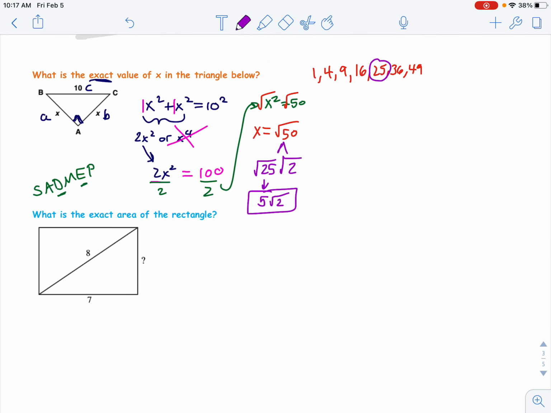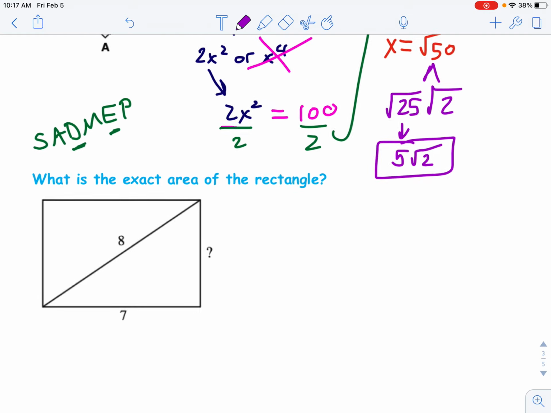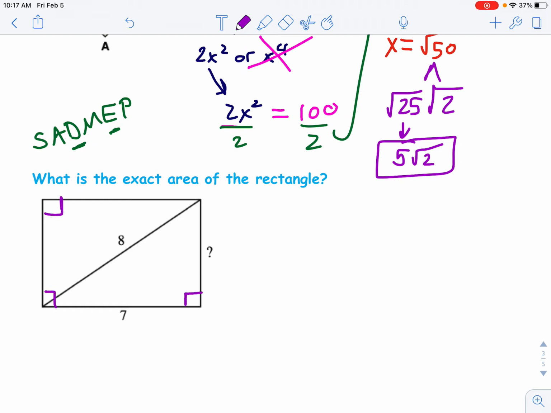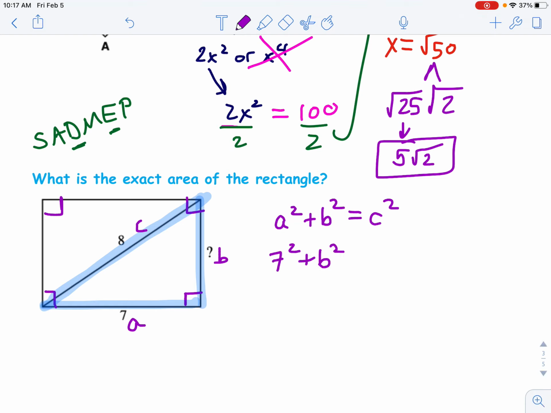In this problem right here, what is the exact area of the rectangle? Again, here's just another crazy way where, boom, we have a right triangle. Because the definition of a rectangle is a quadrilateral with 4 right angles. So when we split it in half with a diagonal, boom, a right triangle is formed. So A, B, C, A squared plus B squared equals C squared. 7 squared plus B squared equals 8 squared.